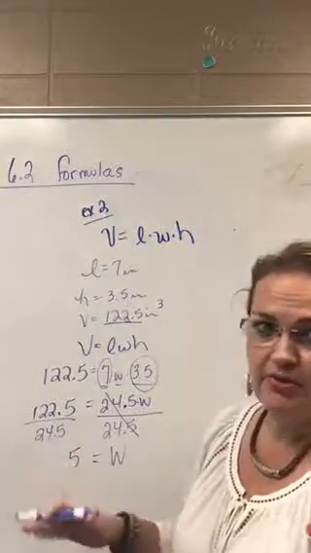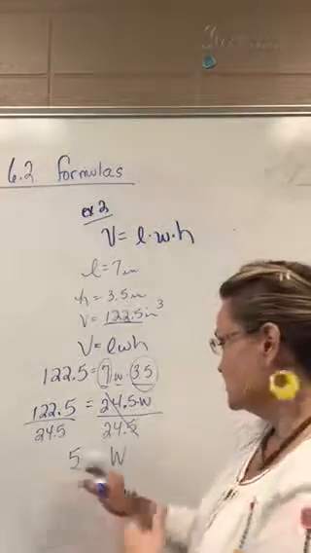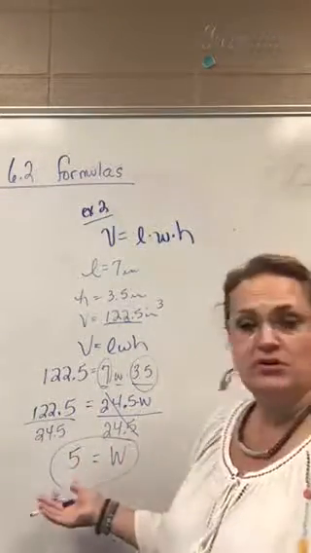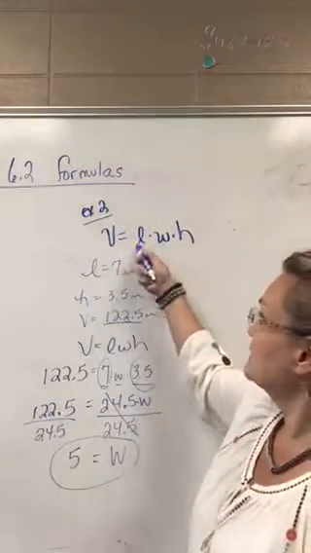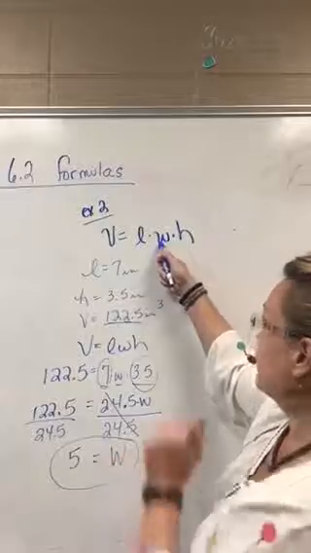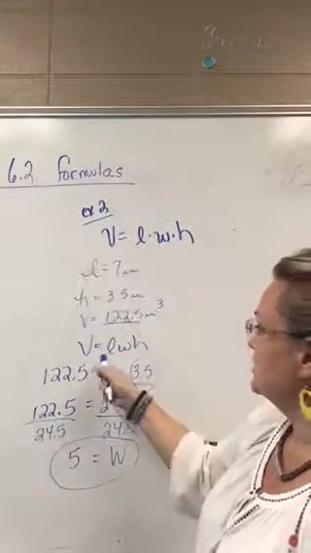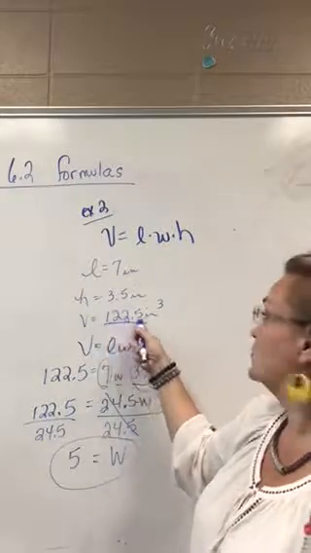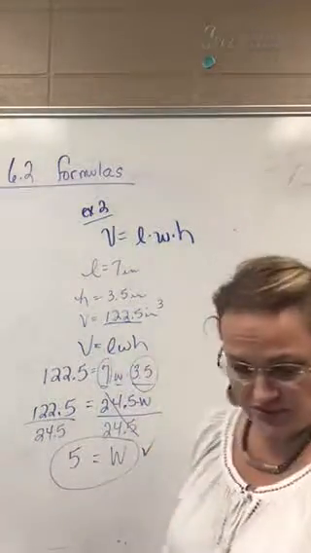It doesn't always come out perfect, so don't think you're wrong if it doesn't. Sometimes you have a decimal. This one came out nice and perfect. And we would know it's in inches. It should be 5 inches. So now we could check. Is 7 inches times 5 inches times 3.5 inches multiplied together, should be 122.5 cubic inches? And so you can verify that. But our answer is that 5.